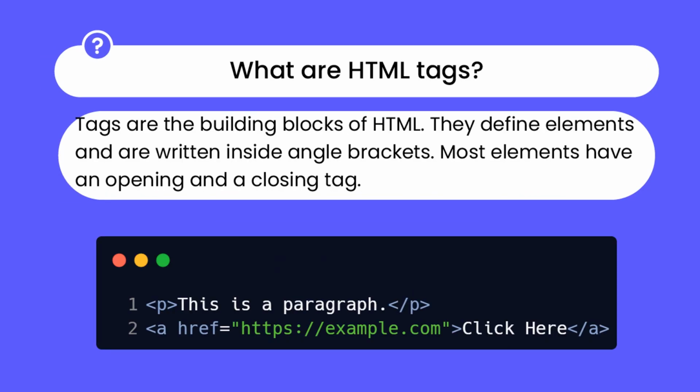Next question is, what are HTML tags? So HTML tags are basically little instructions that tell the browser how to show the content on a web page. They are written inside angle brackets and usually come in pairs, one to start and one to end, wrapping around the stuff they affect. For example, H1 tag to create a heading and P tag to create a paragraph.